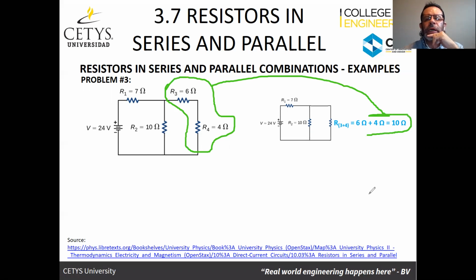By the way, a recommendation: please do this in the exam when we get to that point, or in exercises. Try to be as ordered as possible in your steps, so I can clearly understand your logic, and use some sort of nomenclature to identify what you're doing. So the combination of R3 and R4, I'm going to call R3+4, and it's going to be 10 ohms. That's the first step of the reduction.